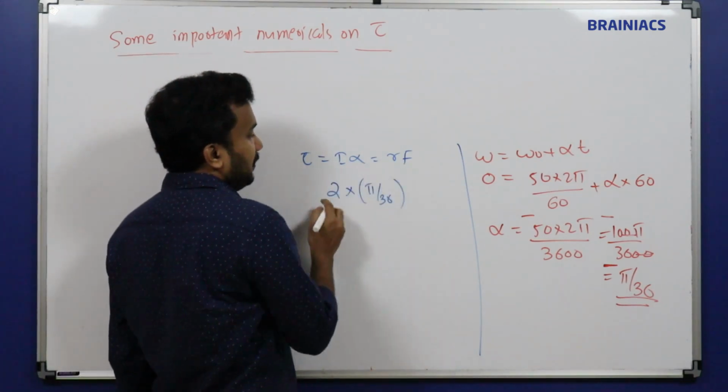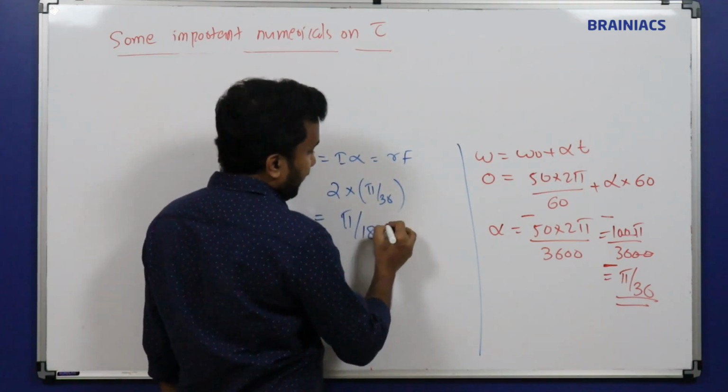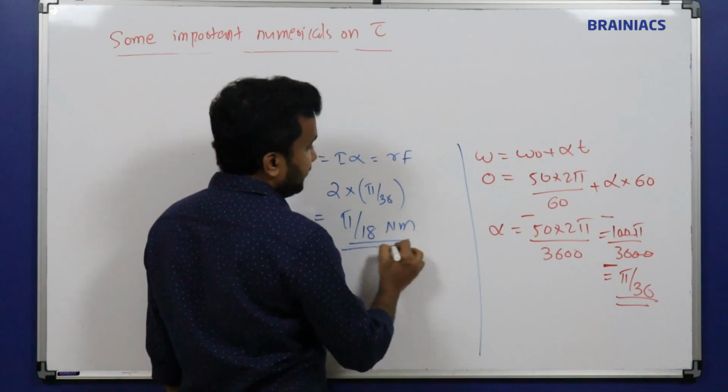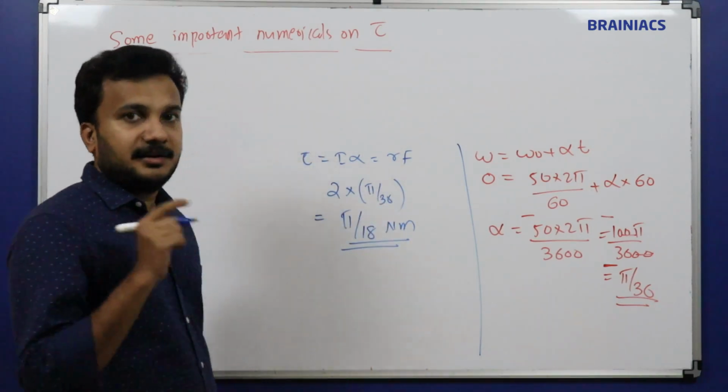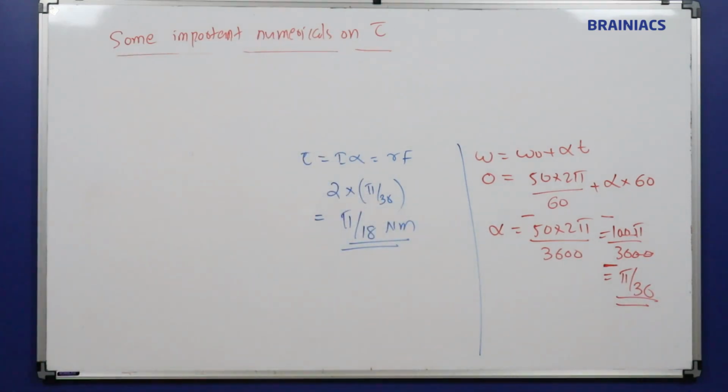You can use any one of these formulas. So I am using this one. So what will I get? Pi by 18 Newton meter is required. The negative sign only indicates it is decelerating, the speed is decreasing, but that doesn't matter to us.